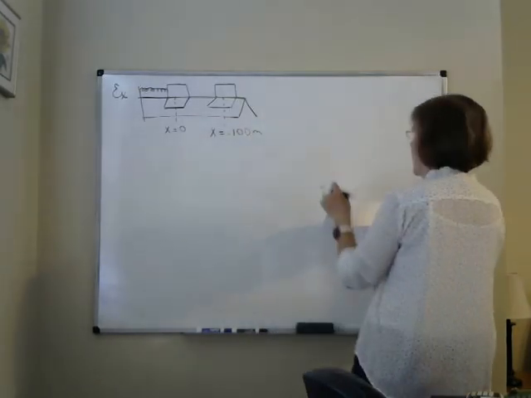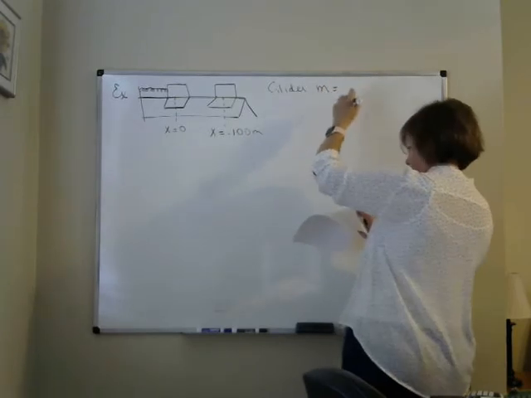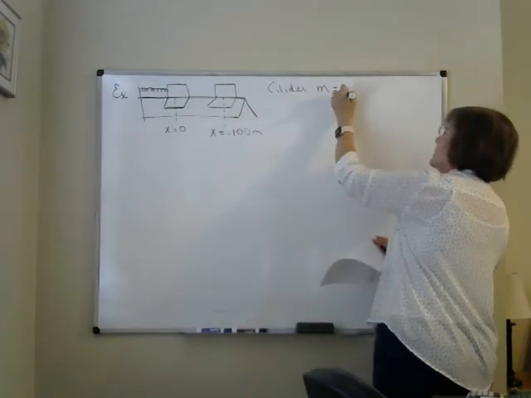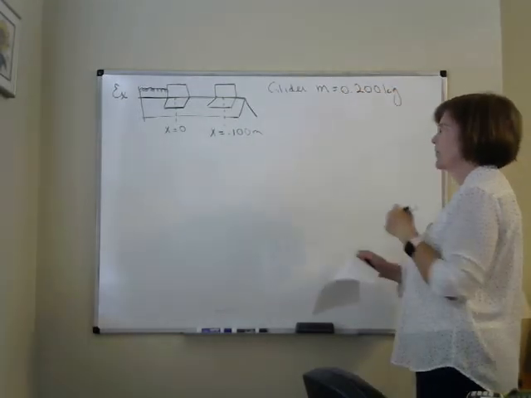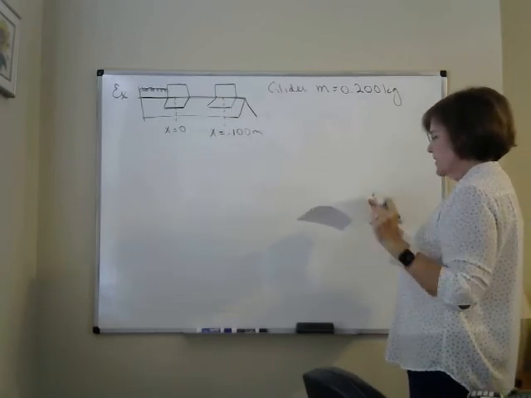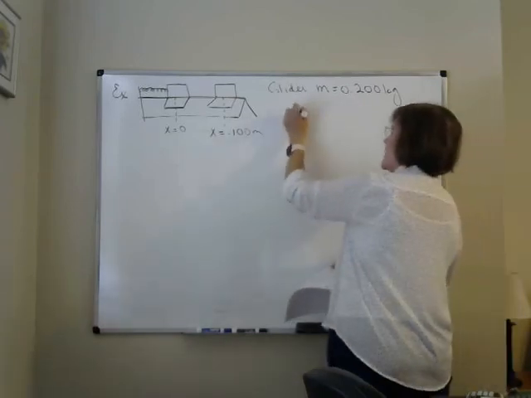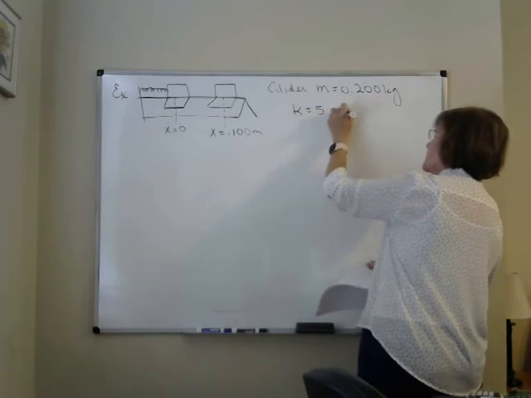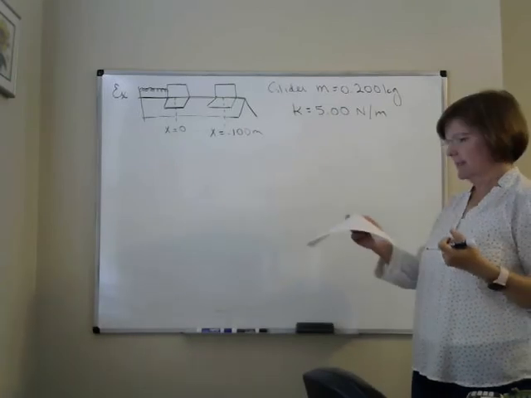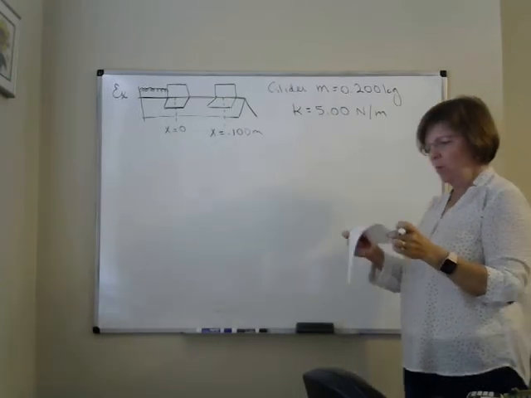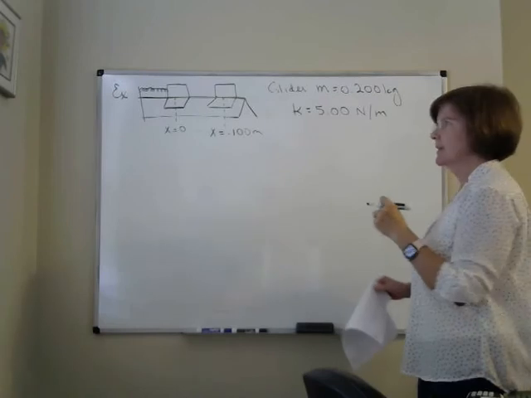The mass of the glider is 0.200 kilograms. So I have a 200-gram glider. It sits on a frictionless air track. It's connected to a spring with a spring constant K equal to 5.00 newtons per meter. It's actually a pretty small spring, really soft, almost like a slinky. It says you pull the mass 0.100 meters and release it with no initial velocity.